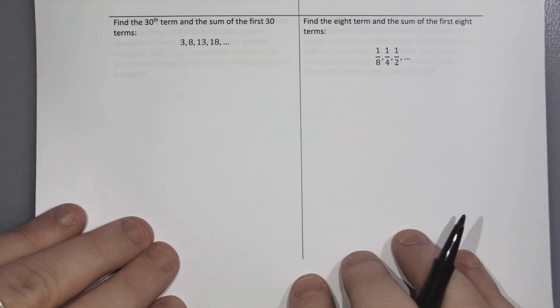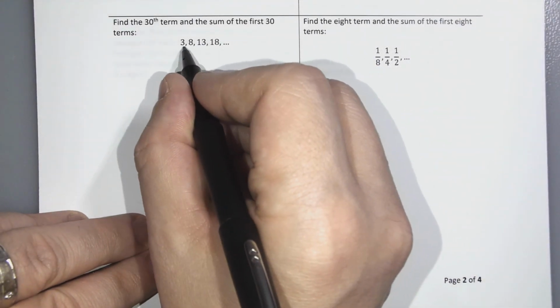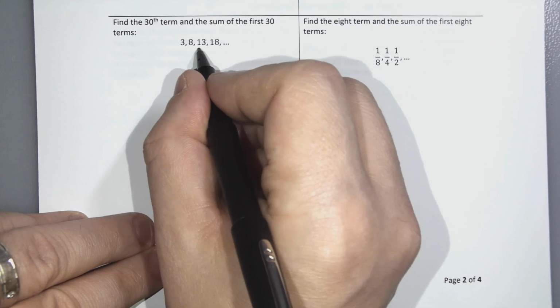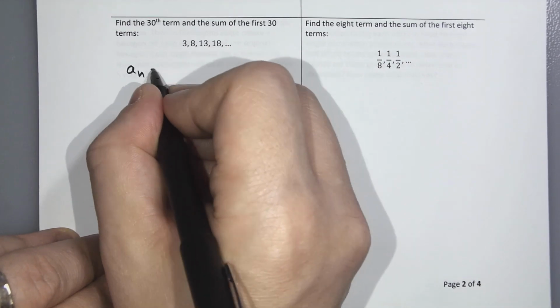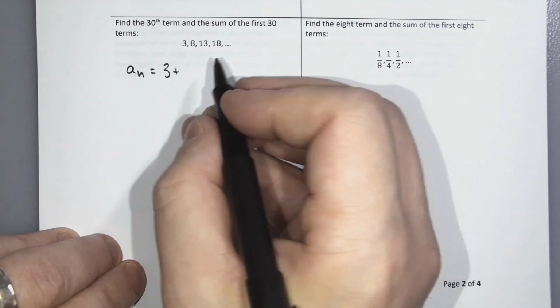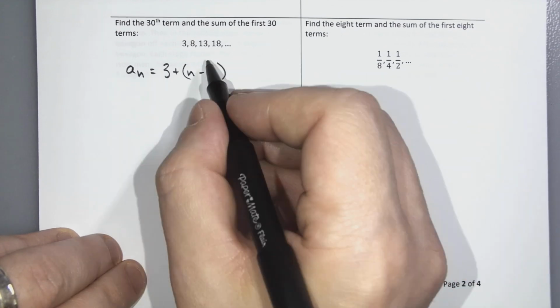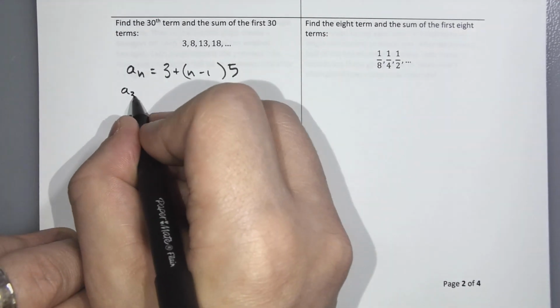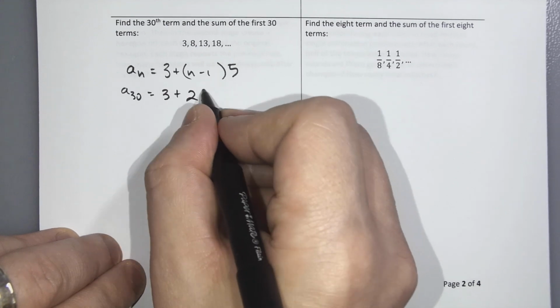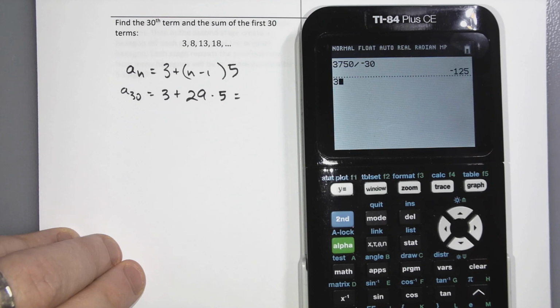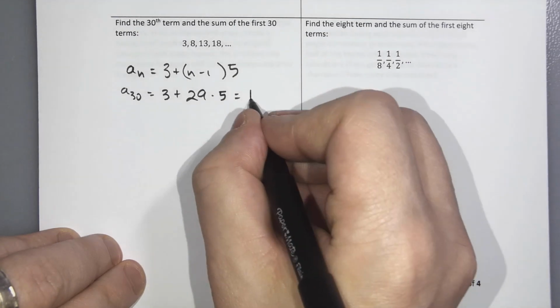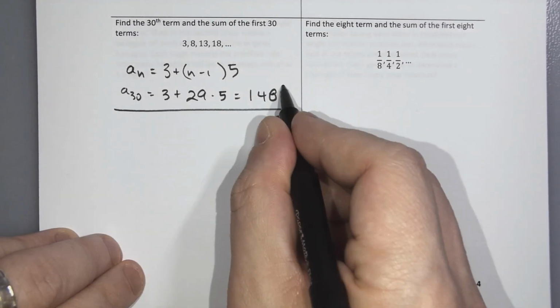Find the 30th term and the sum of the first 30 terms of this sequence. So it definitely looks like we're adding 5, right? Add 5, add 5, add 5, add 5. So for the 30th term, we know that a sub n would be equal to the first term plus n minus 1 times the common difference. So the 30th term would be equal to 3 plus 29 times 5. 3 plus 29 times 5 is 148. So that finishes the 30th term.